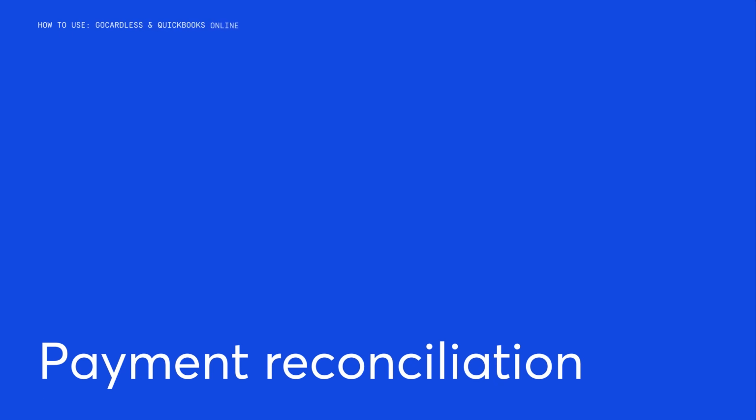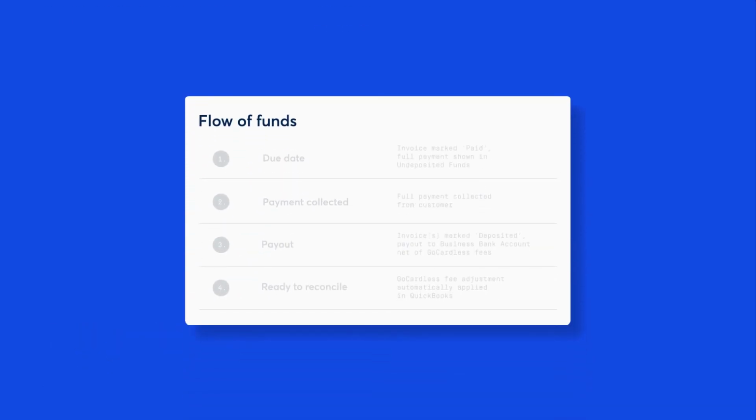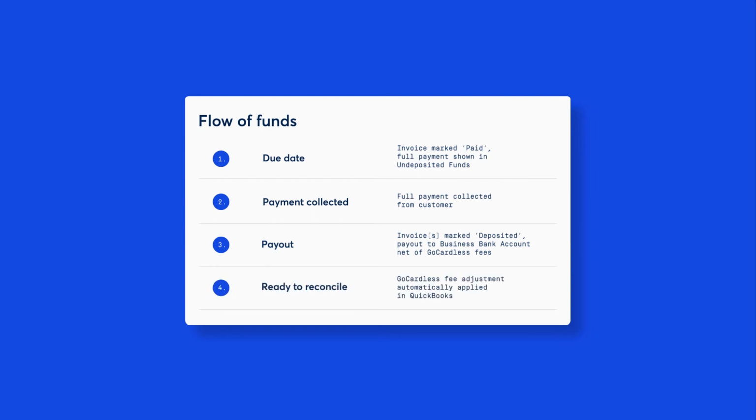GoCardless is set up to make full payment into your QuickBooks undeposited funds account and mark your invoice as paid on the invoice due date. Full payment is actually collected from your customer's bank account a few working days later. Once collected, the net payment amount is moved to your business bank account for payout. It's net because the GoCardless fees are deducted before payout. But the good news is we handle the adjustment in QuickBooks for you. You can see the GoCardless fees listed in your expense account once payment has been collected.